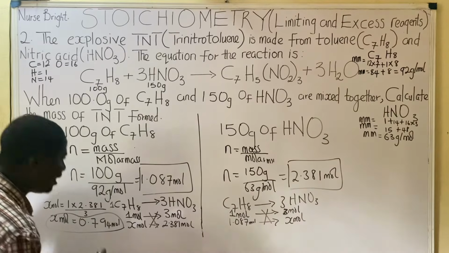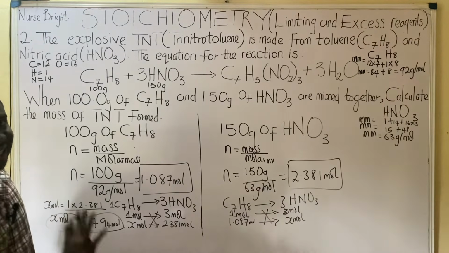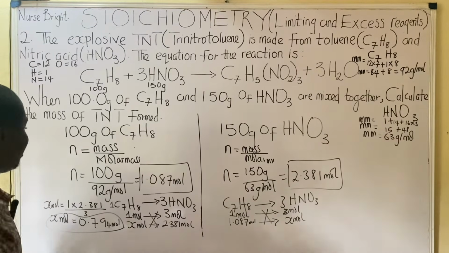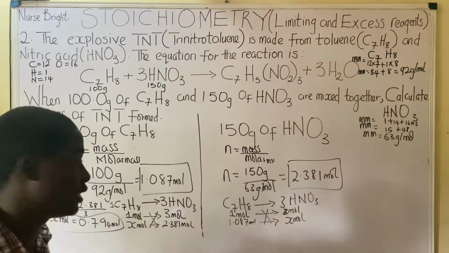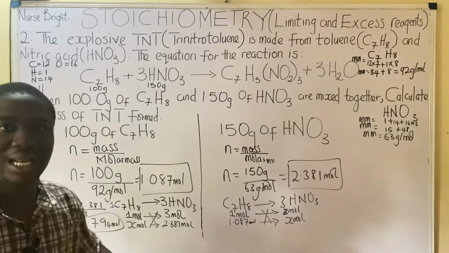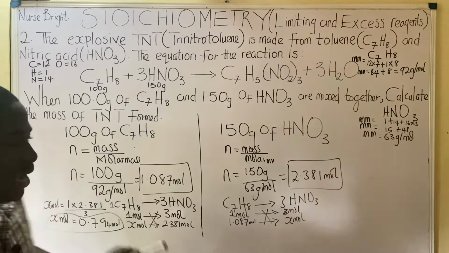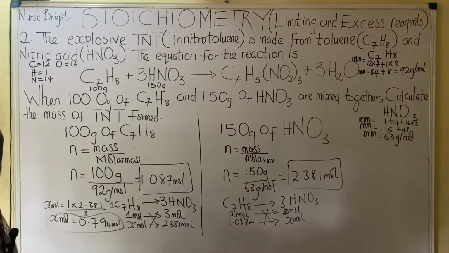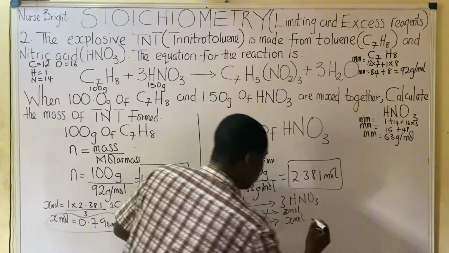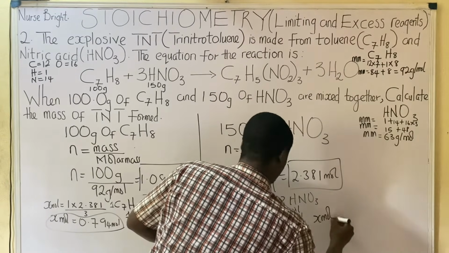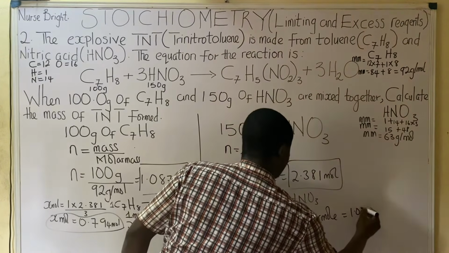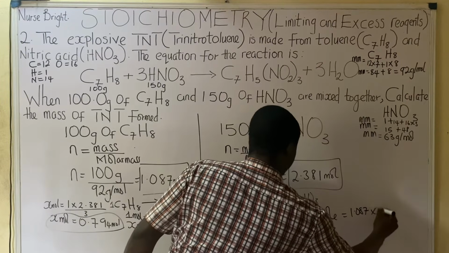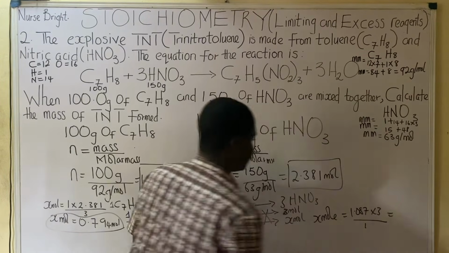So, okay, let's leave that. My own evaluation is that toluene is in excess, but let's check for this one now. I cannot just conclude, but let's check. If we got the answer for one, I already know the fate of the other. So x moles will now be equal to 1.087 times 3 over 1.